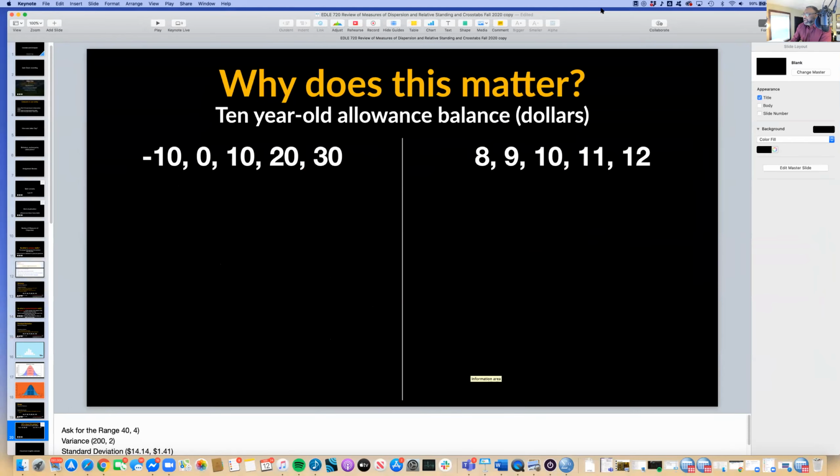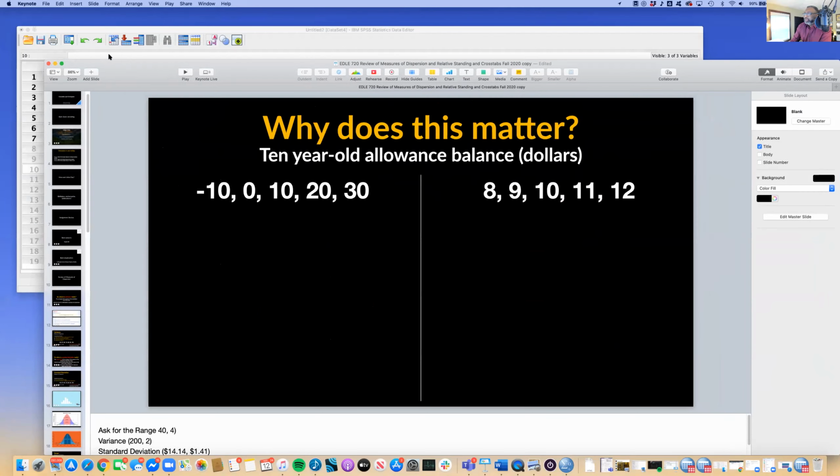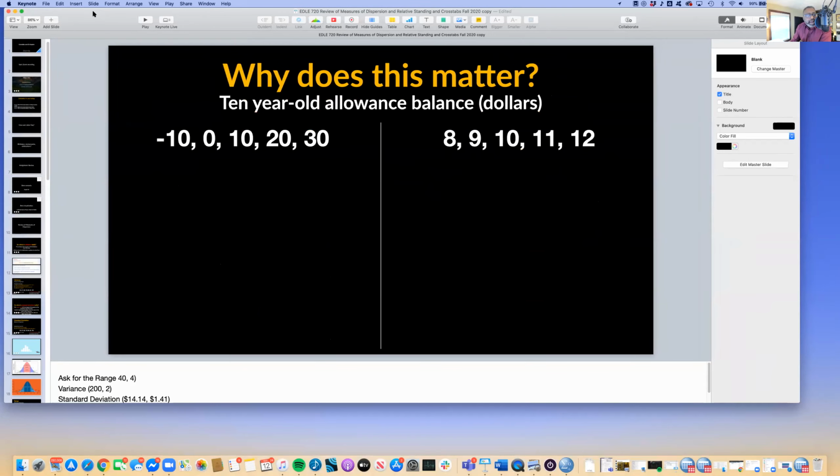You can have a set of test scores. You can imagine a school where you have really high performing students and really low performing students, and the scores may average out, but it won't tell you the whole story until you take a look at the standard deviation and spread. Does that make sense? Yes. Okay.